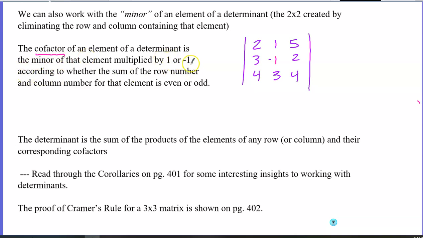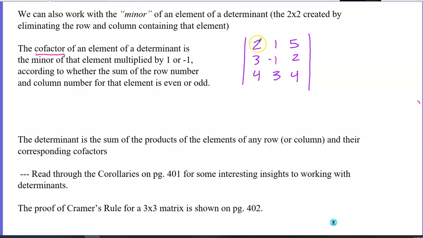And so we decide if it's 1 or -1 by taking the sum of the row and column of that element and deciding if it's even or odd. If it's even, it's 1. If it's odd, it's -1. You'll see this in a moment. And then finally, generally, the determinant is just the sum of what you get. So when I add together the products of the element that we choose, and it can be of any row or column.